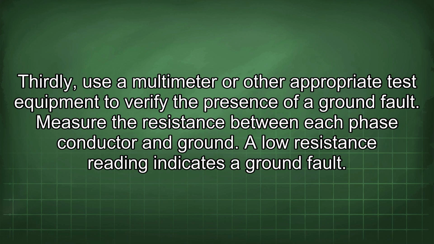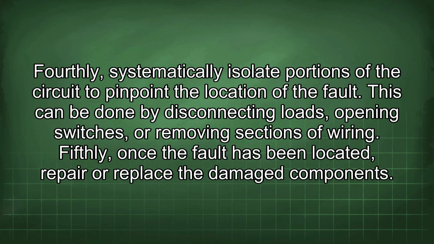Measure the resistance between each phase conductor and ground. A lower resistance reading indicates a ground fault. Fourthly, systematically isolate portions of the circuit to pinpoint the location of the fault. This can be done by disconnecting loads, opening switches, or removing sections of wiring. Fifthly, once the fault has been located, repair or replace the damaged components.